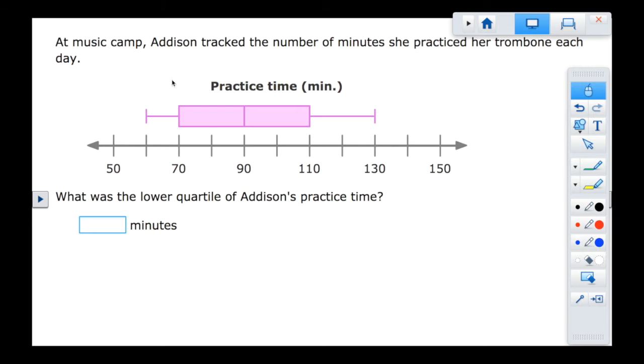Another identification problem. Music camp, Addison tracked the number of minutes she practiced her trombone each day. Here's her data set. What was the lower quartile of Addison's practice time? Lower quartile is this piece of the box right here, so it is 70.